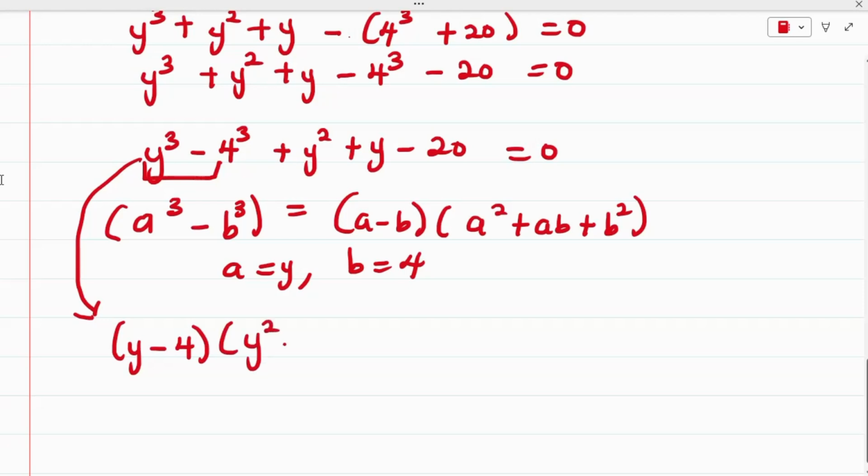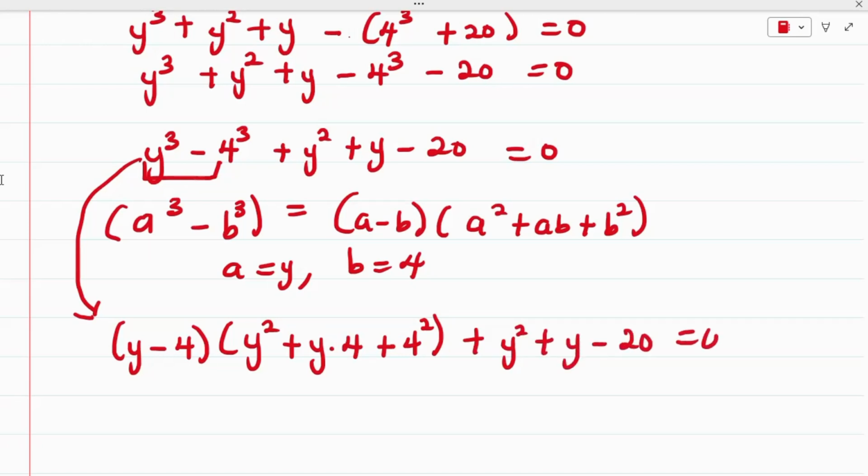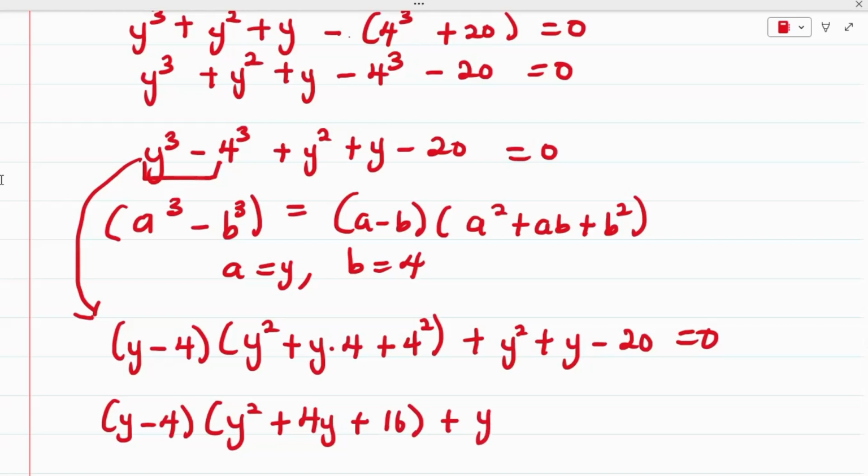multiply y squared plus y multiply 4 plus 4 squared, plus y squared plus y minus 20, and this is equal to 0. So we have y minus 4 multiply y squared plus y multiply 4 is 4y plus 4 squared, which is 16, plus y squared plus y minus 20, and this is equal to 0.